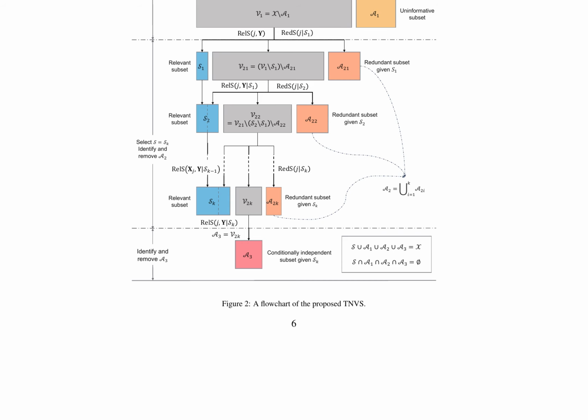Next, it detects redundant predictors that are highly correlated with other predictors. Finally, the approach identifies conditionally independent predictors that do not provide additional information given the relevant subset. By systematically eliminating these predictors, the TNVS approach enhances model transparency and accuracy.